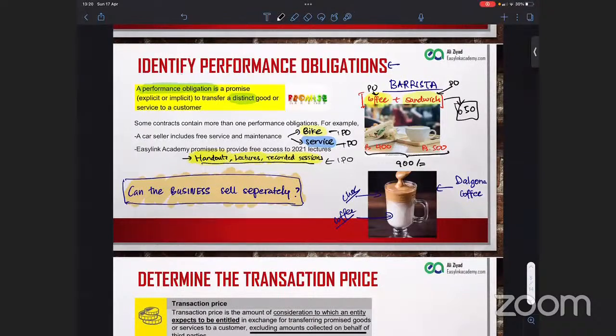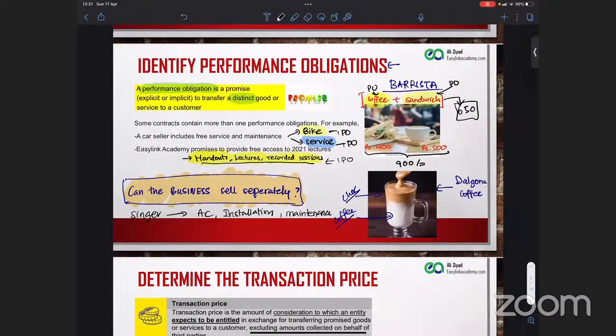Okay. So now you all know whether something is a separate performance obligation or not. Let's take another example. You take Singer. If you buy an AC from them, will they install it for you? Most of the time, yes. And then there is something called maintenance also.